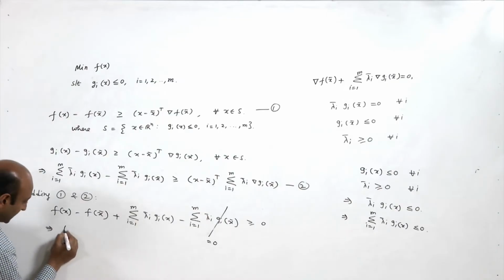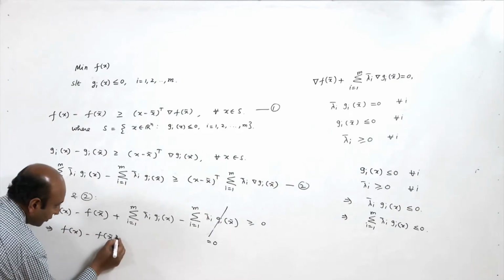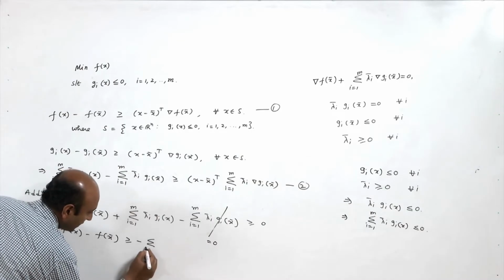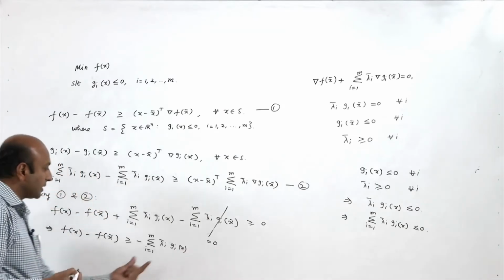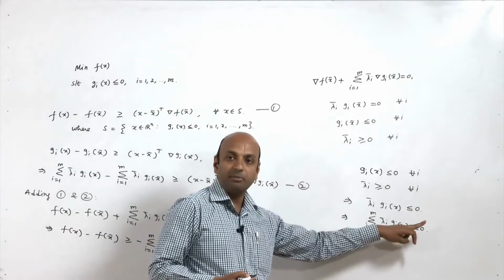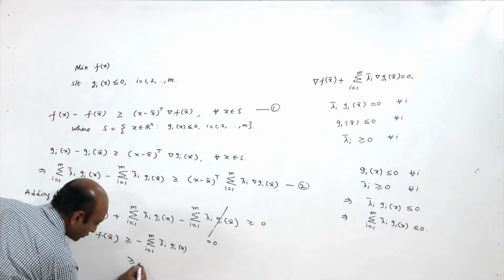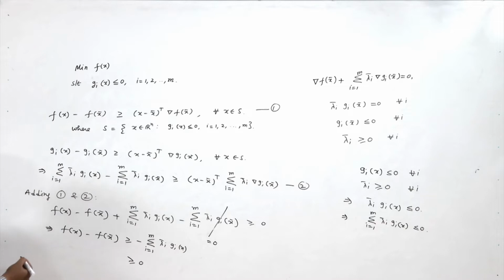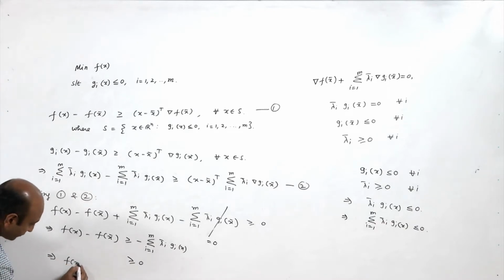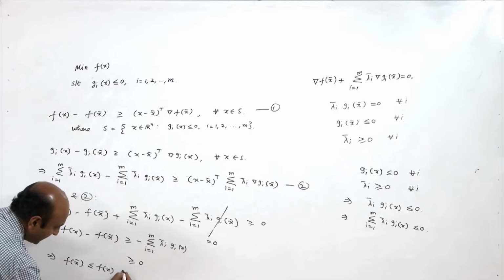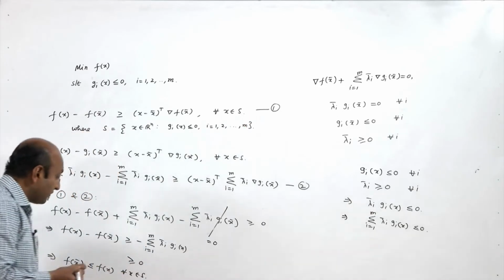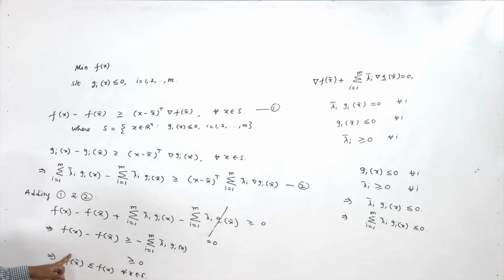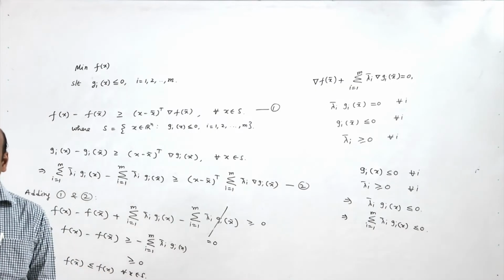So from here we can say that f(x) minus f(x bar) will be greater than or equal to negative of summation i from 1 to m lambda i bar g_i(x), and this quantity is less than or equal to 0. This means the negative will be greater than or equal to 0. So, what do we obtain from here? We obtain that f(x bar) is less than or equal to f(x) for every x in S, because x is an arbitrary point in S. That means for every feasible point x in S, f(x bar) is always less than or equal to f(x). That means x bar is the global minimum point.